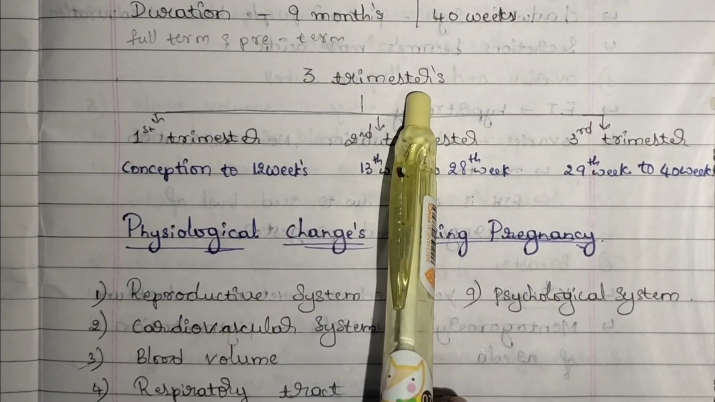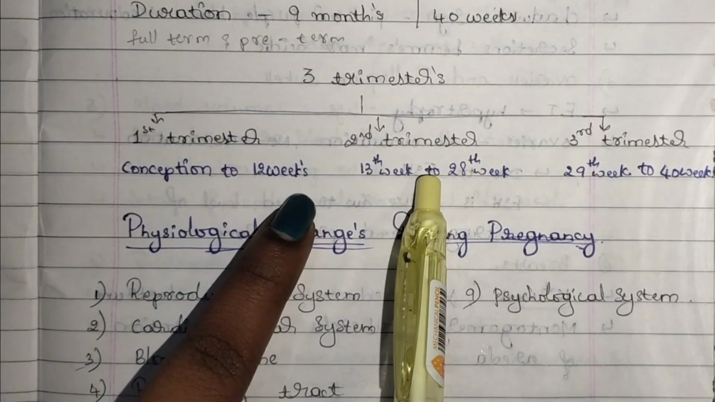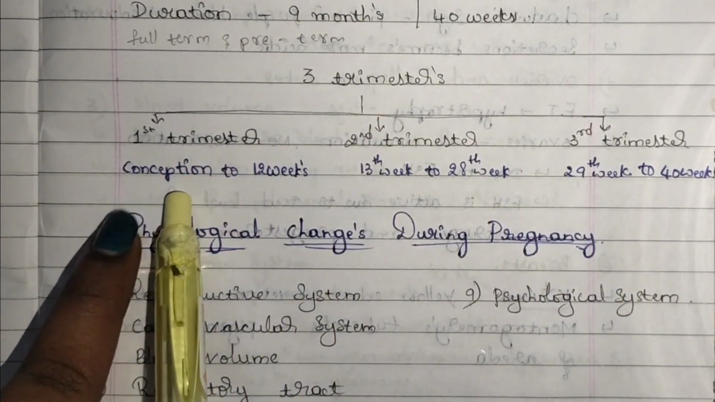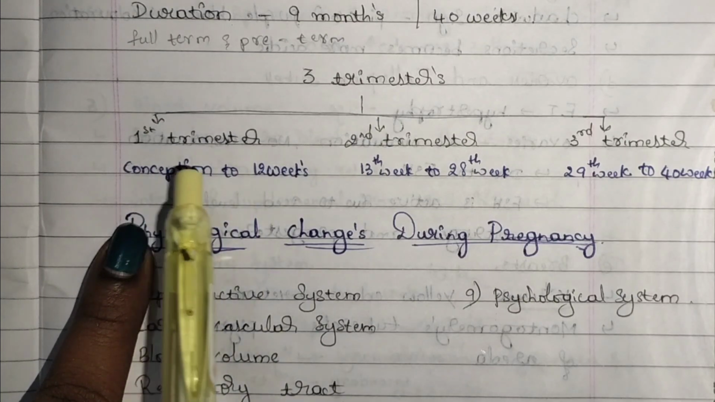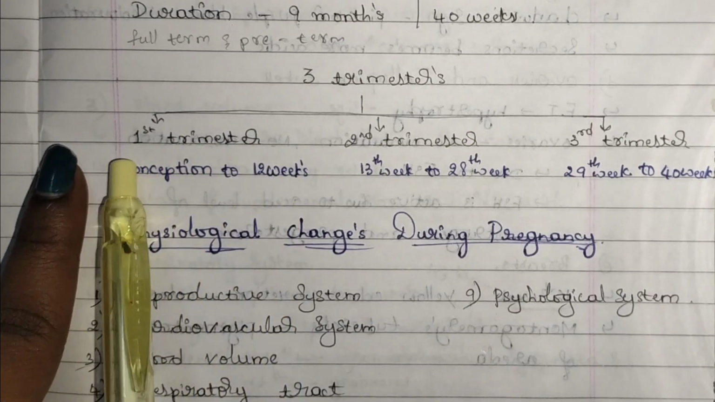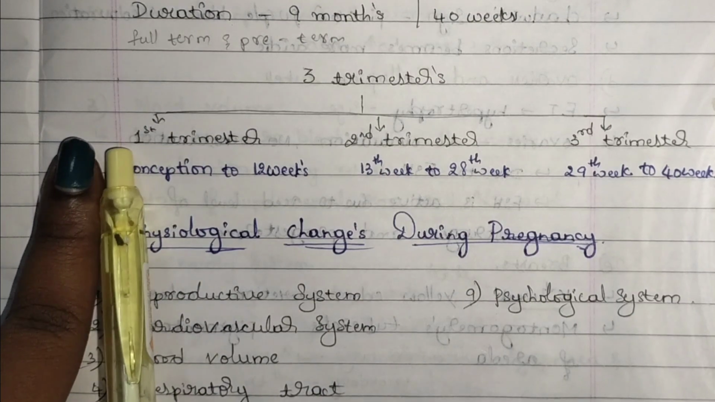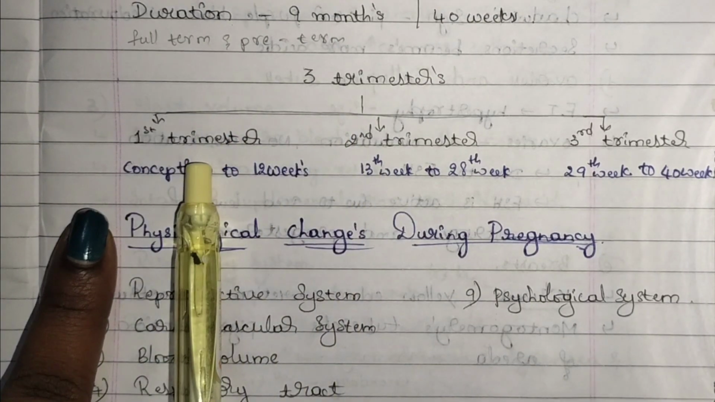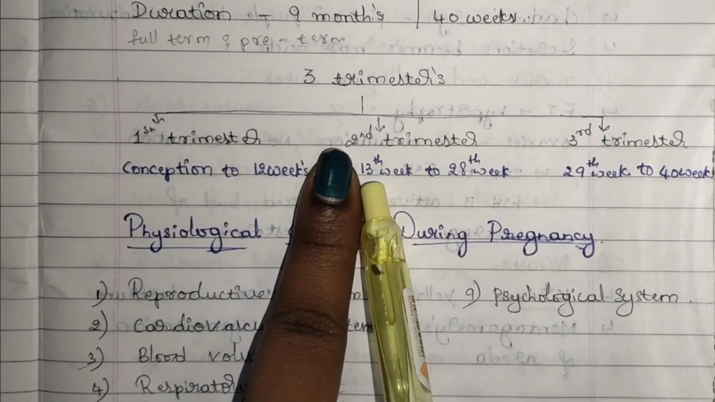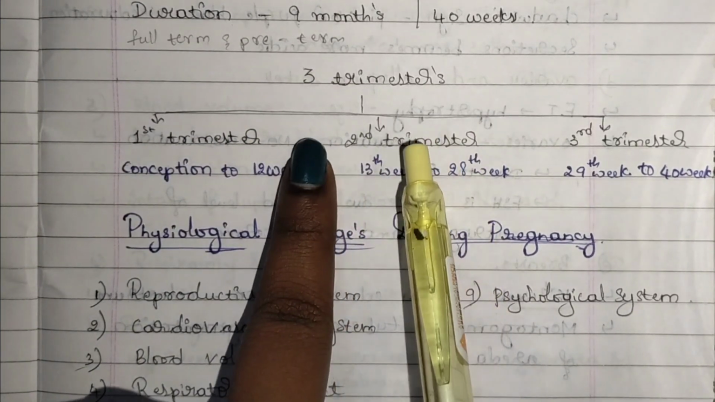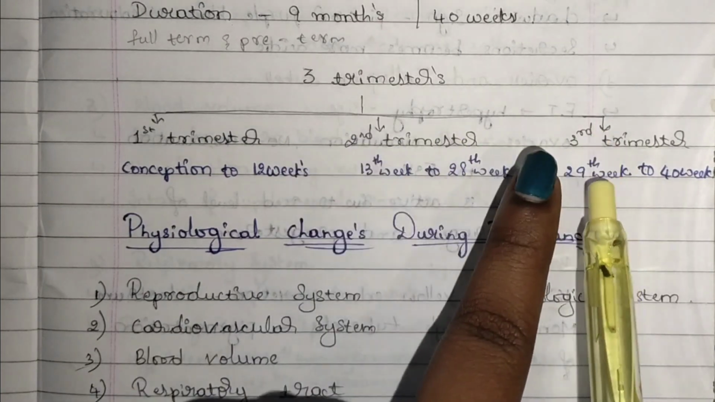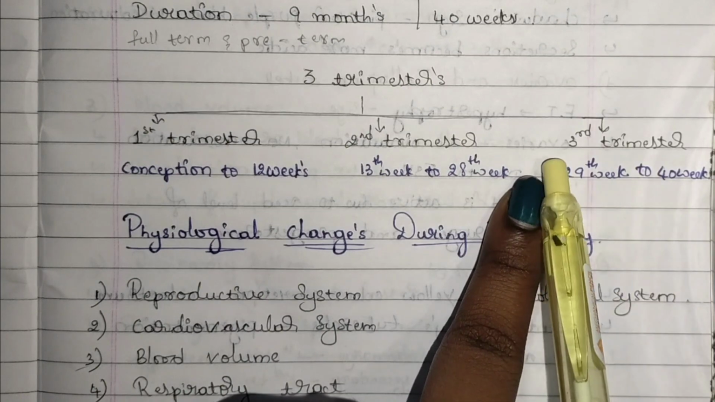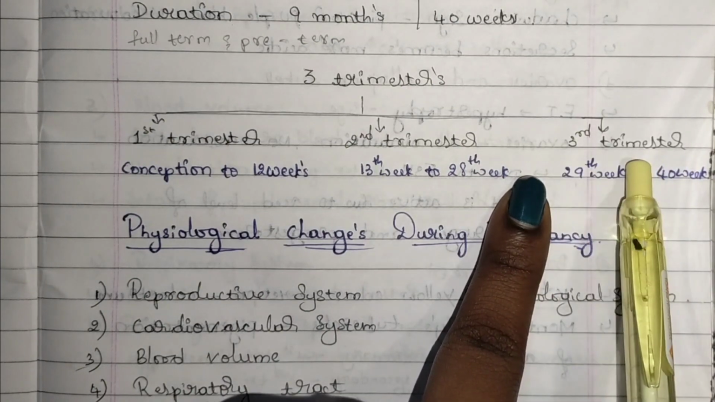Now, this pregnancy is divided into 3 stages or phases based on trimesters. There are 3 trimesters: first, second and third. The first trimester is the period from conception to the 12th week. From the 13th week to the 28th week, it is the second trimester. From the 29th week to delivery, or 40 weeks, it is the third trimester.